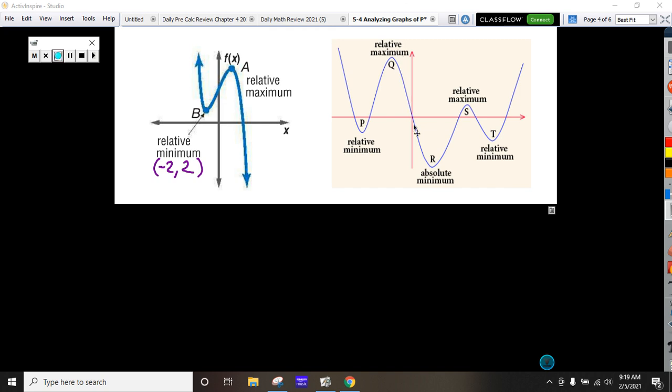And the graph keeps going down for a little while, and it hits this point and turns and goes back up. This is a minimum, but this one is considered absolute, because if you look at the rest of the graph, there's no other parts of the graph that are lower than that. So that is considered an absolute minimum.